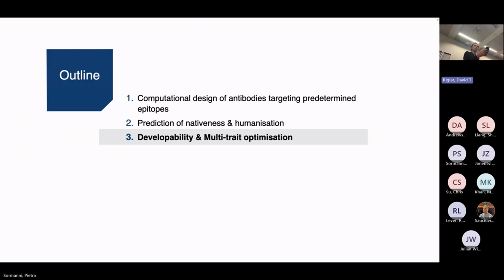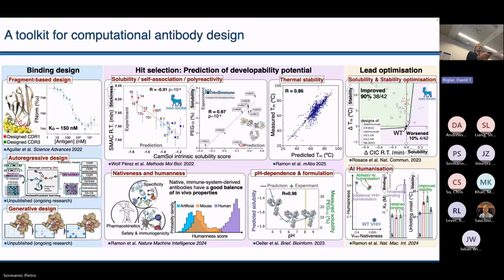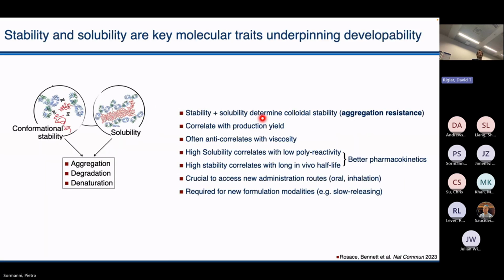The final story, I'll try to be quick. Now you only see that I'll be speaking for 1 minute because it crashed before, but the final story is about this multi-trait optimization. So we focus on stability and solubility without affecting or compromising binding. As I mentioned before briefly, these two properties are typically anti-correlated because if you increase charge, you increase solubility, but you decrease stability. If you increase hydrophobicity, usually you get the opposite effect.